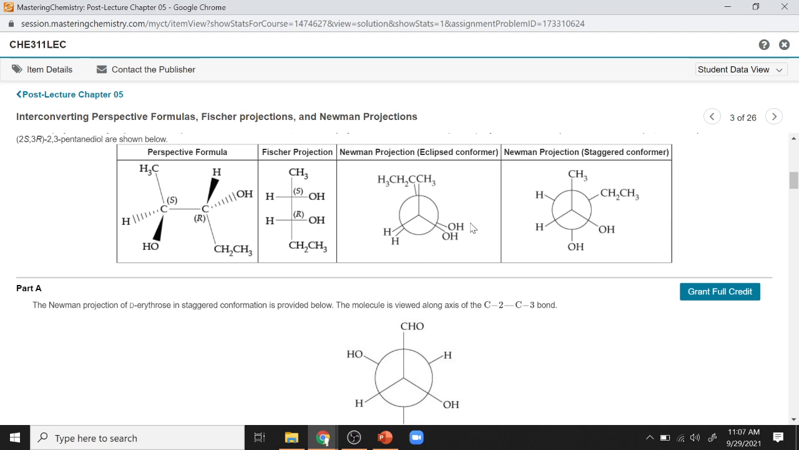So that's the eclipsed conformer. Everything stays nicely lined up. For the staggered conformer, you're just going to do a 60-degree rotation. So literally, you just rotate one of the triangles. In this case, we rotated the back triangle. See that? We rotated it one step right. So this goes over here, and the CH3 is over there. And then you just write in your triangle again.